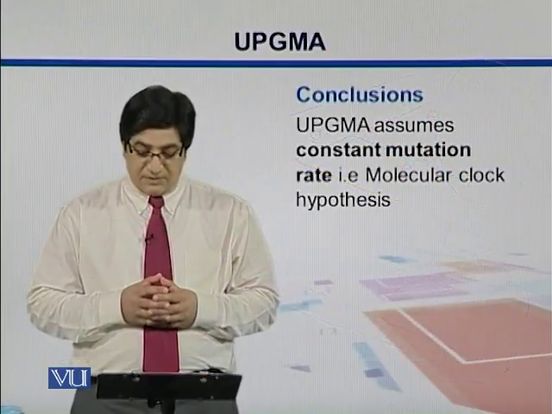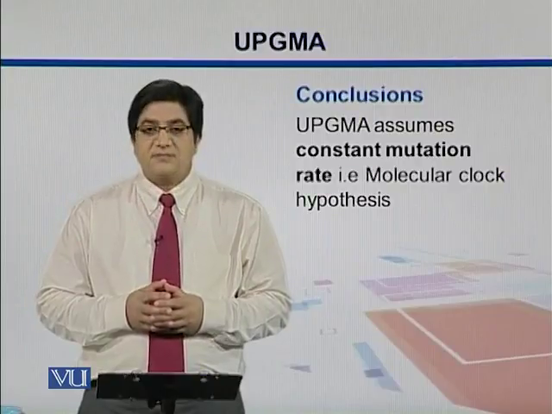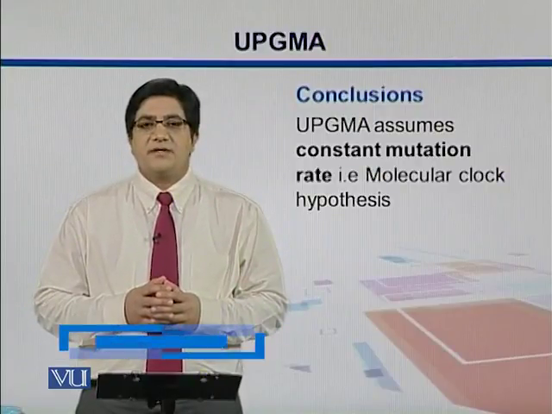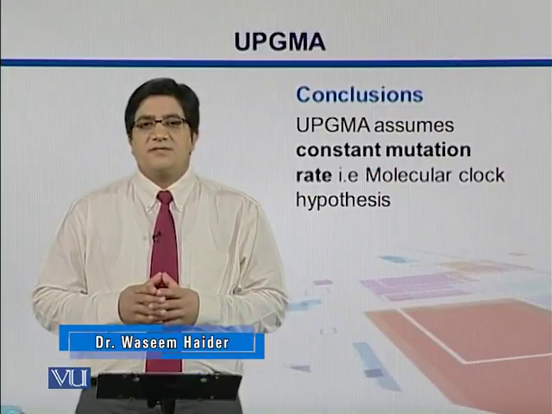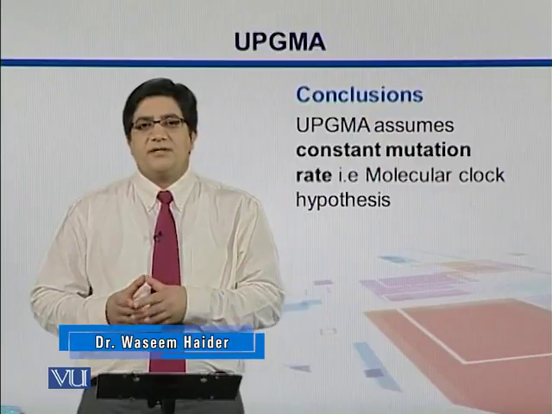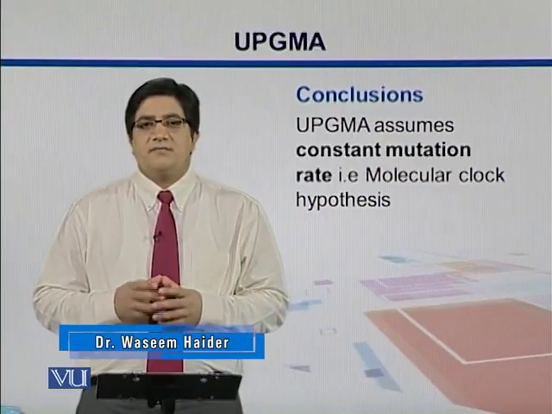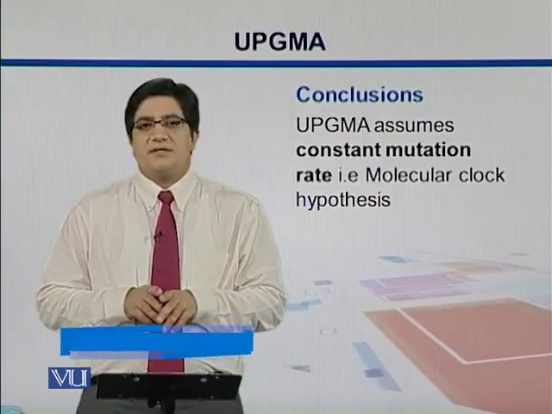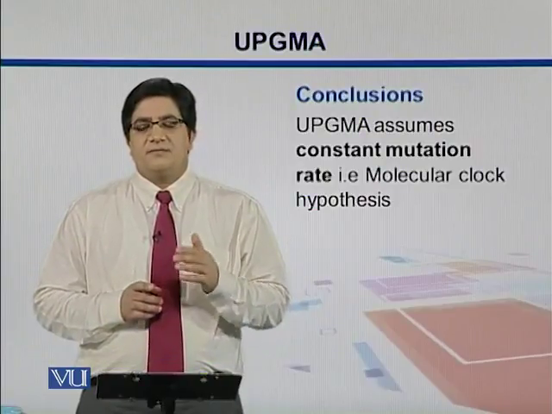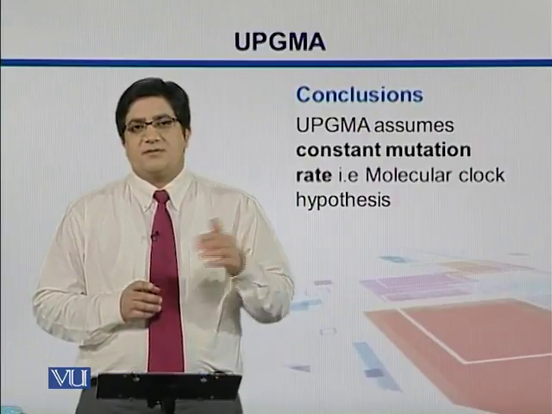So UPGMA assumes constant mutation rates, the molecular clock hypothesis. Here we take the sequences which are at the shortest distance from one another, we arrange them first, and we make their tree, and we keep on adding further distant species onto this tree.